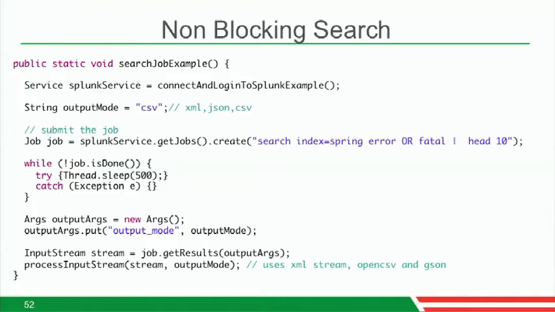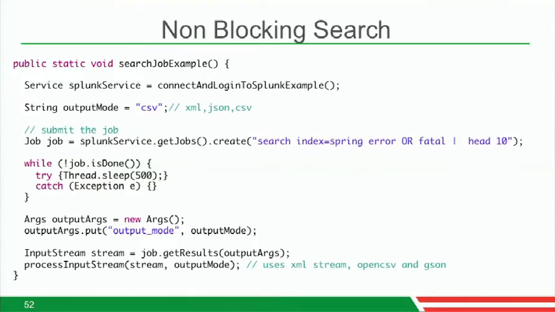In the Splunk Java SDK, we actually have decoders. We use OpenCSV for decoding our CSV results. We use JSON for decoding JSON results. And we use the native XML streaming in the JDK for decoding our XML-based results. And this is what this method down here, process input stream, does. There's an example of this up on GitHub, which shows usages of these various decoders based on whatever output format you're interested in.